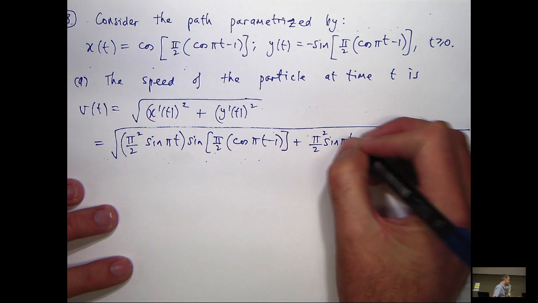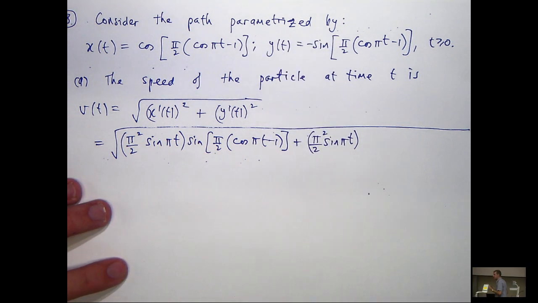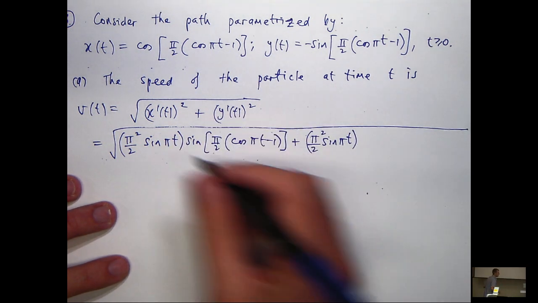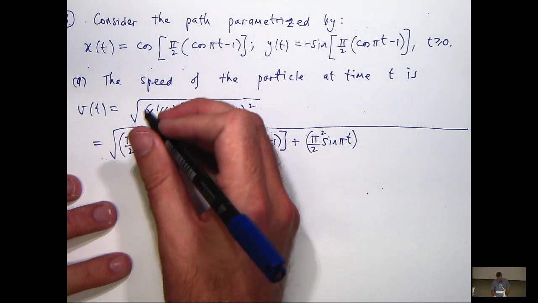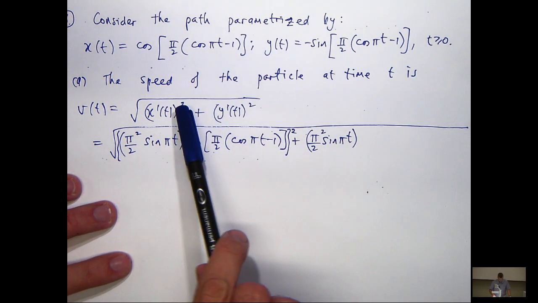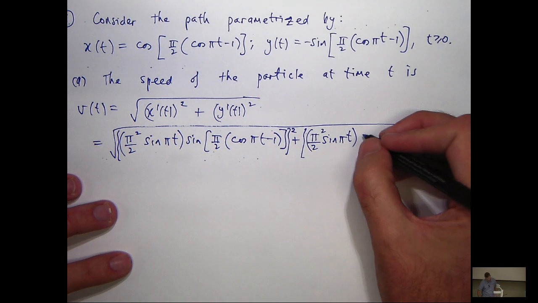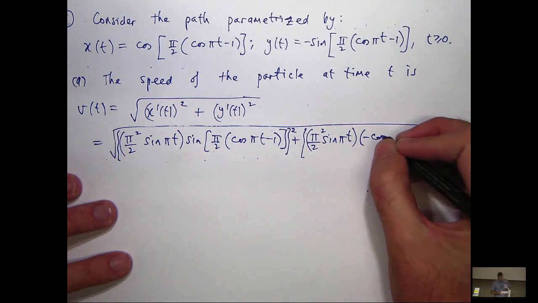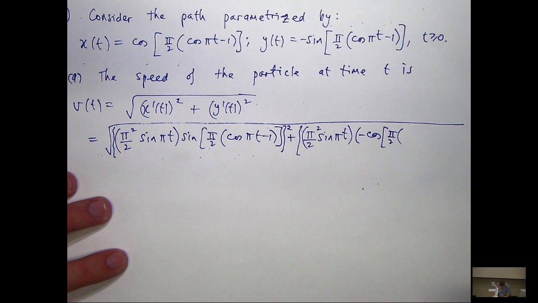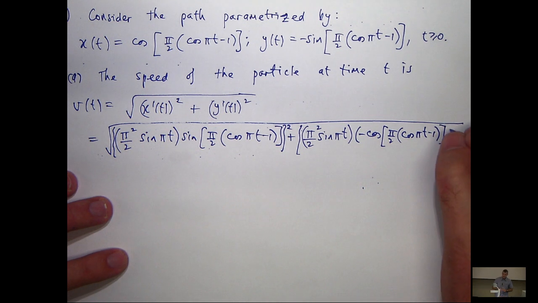And this will go to a negative sine, right? But remember, I'm squaring all of these things, so I've got to put in the squared there, right? So this will go to a negative cosine. Can I fit it in? Come on.